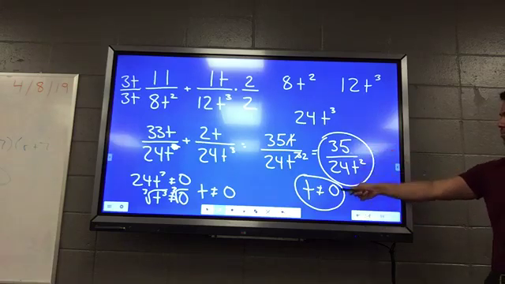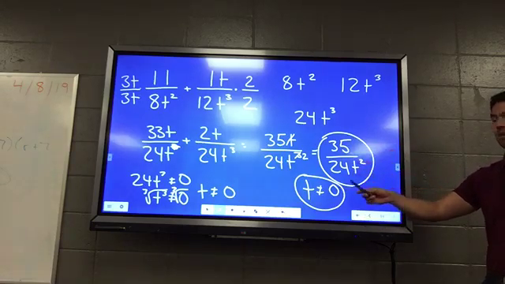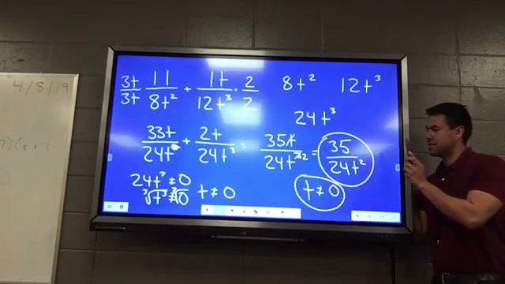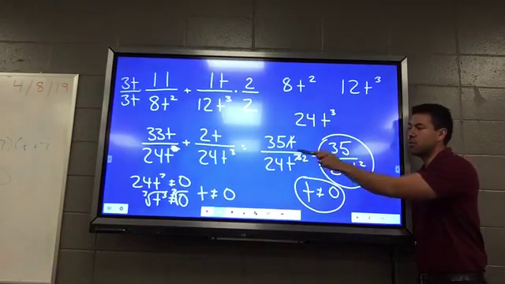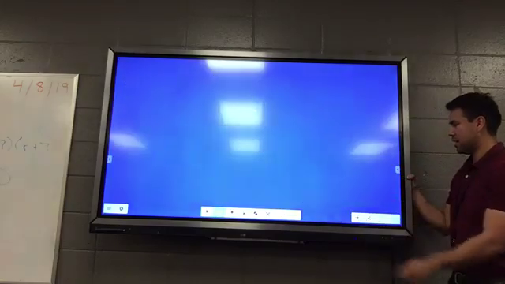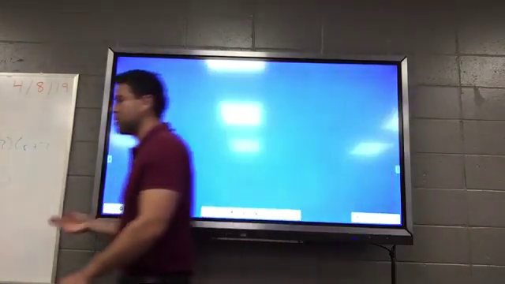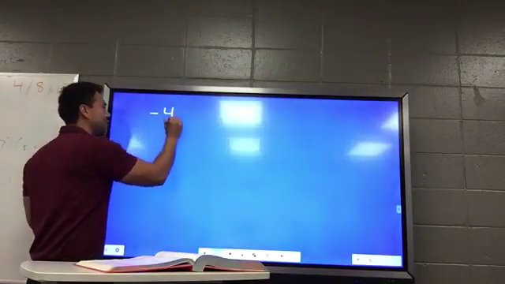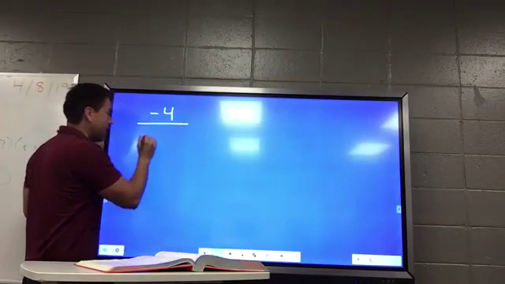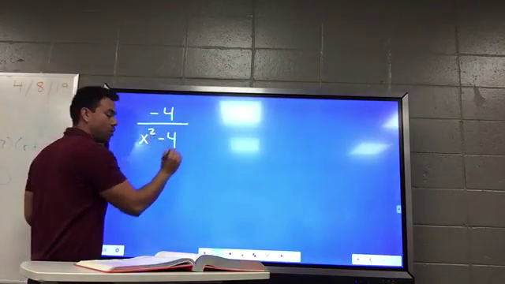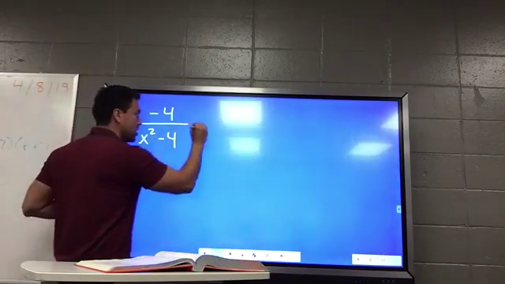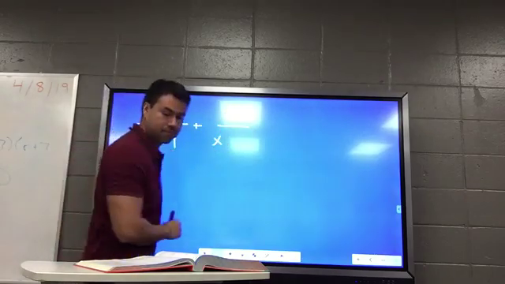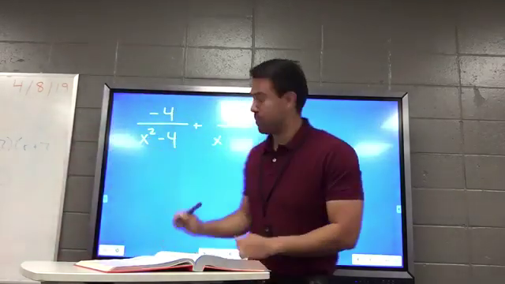How many of you got that? So far, we've been dealing with monomials in the denominator. That's okay, and we will get some of those, but you don't always get that. Here's a new one: -4 over x squared minus 4, plus 1 over x minus 2.